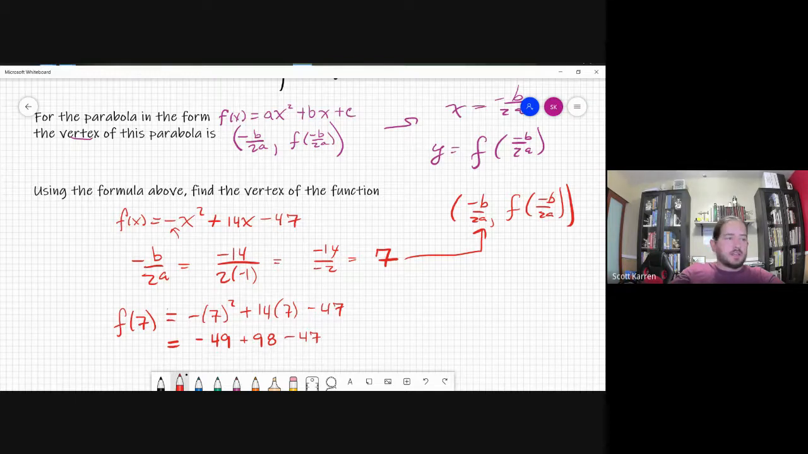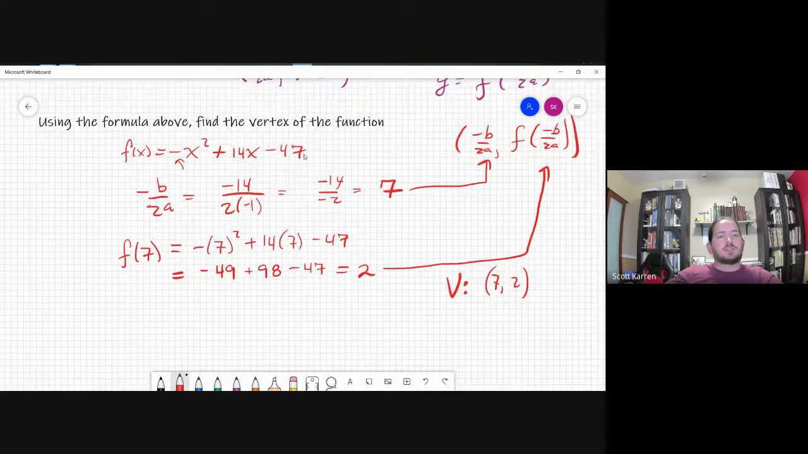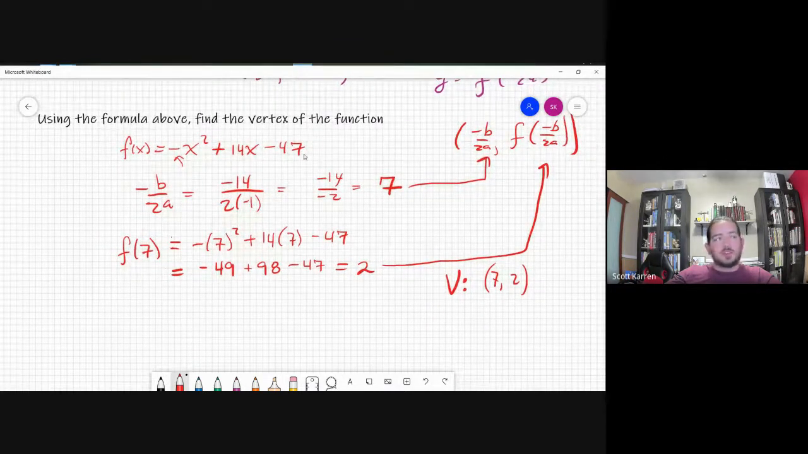And so when that's all said and done, what I mean is that all collects up and ends up being 2, right? And so that's it. That's my vertex, this is the y value. So that vertex happens at 7, 2. And so if I were asked to graph this, I could. I just find 7, 2.